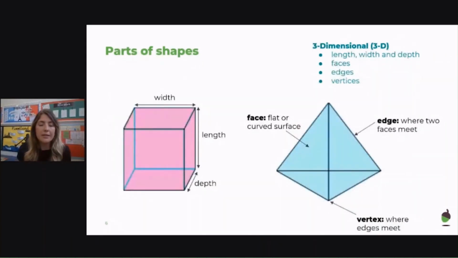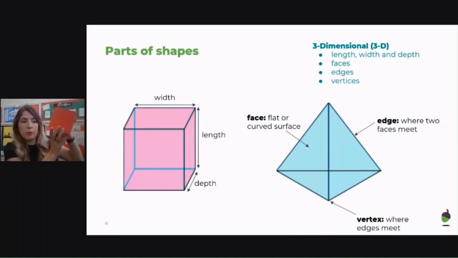If we look at 3D shapes, they're so called because they have 3 dimensions. You can measure their length and width, but also their depth. And we've got this displayed here on the cube on the screen, and I'll also show you with a cube here. So we can measure the length and the width of the shape, so that's the front face, but we can also measure the depth, which is how far back the shape goes.